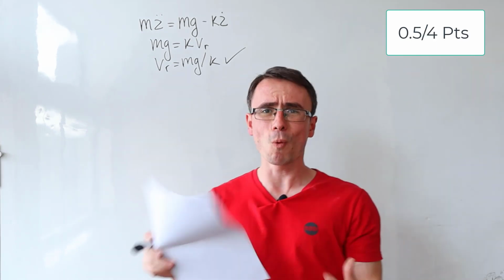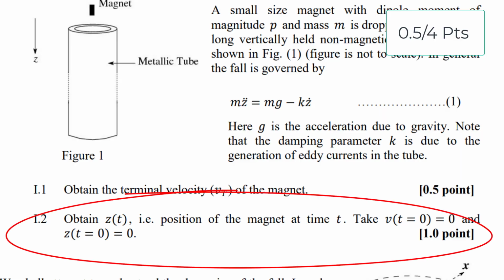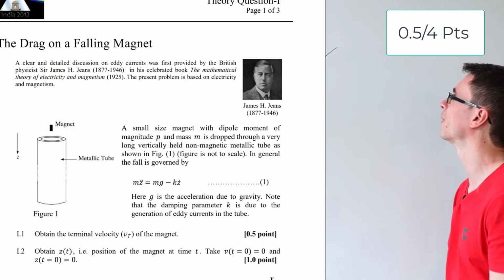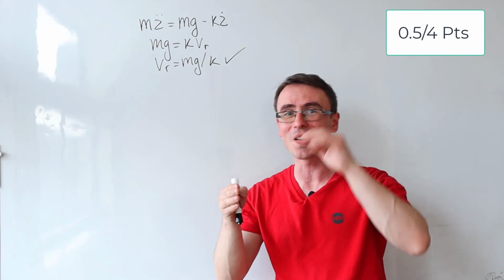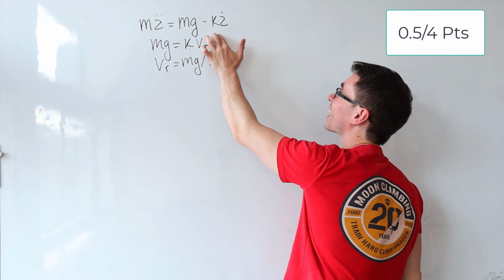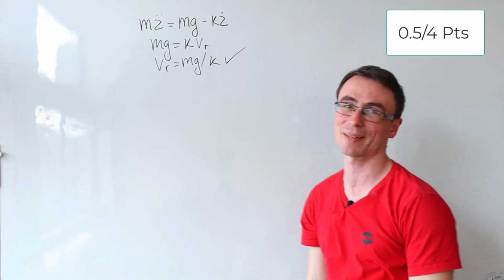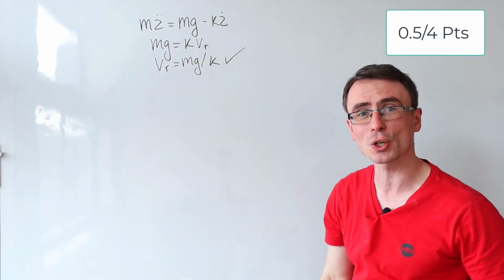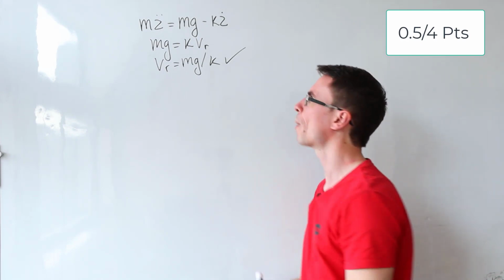Okay, next part for 1 point. 1 point usually means quite a lot of work. Let's have a look. Obtain z of t, the position of the magnet at the time t, take the initial speed and initial coordinate to be equal to 0. Oh no, I actually recognize this differential equation. If you've seen my video on projectile motion with air resistance included, you will recognize this very differential equation, which is not easy to solve by any stretch of the imagination. So we're going to have to use a very similar method to obtain z as a function of time. Let's do this yet again and get that 1 point.